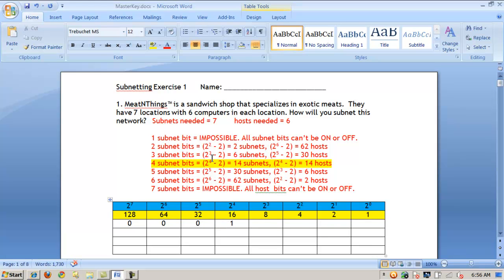Let's say I decide to use 4 bits for subnetting. Well, in this case, 2 to the power of 4 minus 2, I can get 14 subnets. And that leaves 4 bits remaining for hosts, so 14 hosts. And in this case, this is the first one that really fits. These 2 here were too small. We had enough hosts, but not enough subnets.